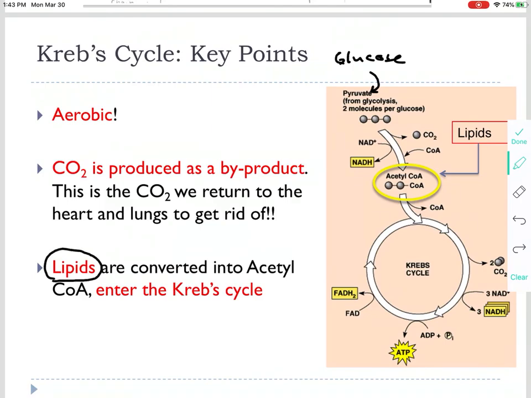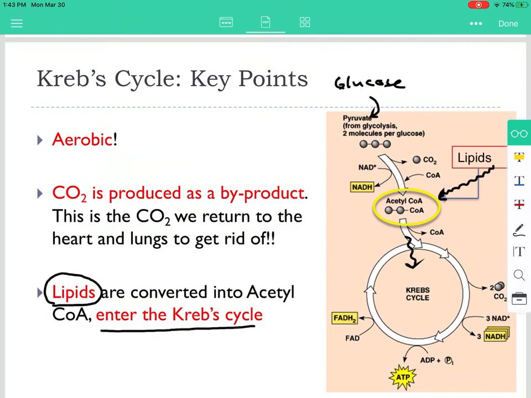And then acetyl-CoA enters the Krebs cycle. Well, this is where lipids come in. So just like we can metabolize glucose for energy, we can also metabolize part of the triglyceride lipid for energy. And I would like you to know that lipids enter the Krebs cycle. So just imagine if a lipid's going to come to the party, that lipid's going to come in at this step right here. And then the rest is the exact same as it would be for glucose.